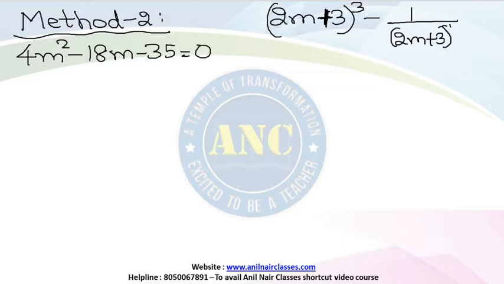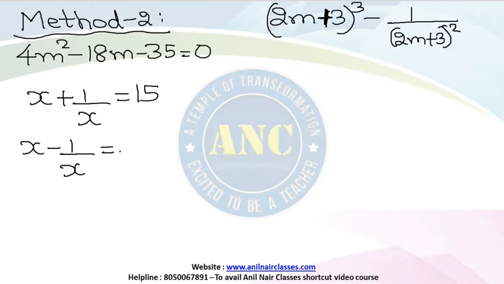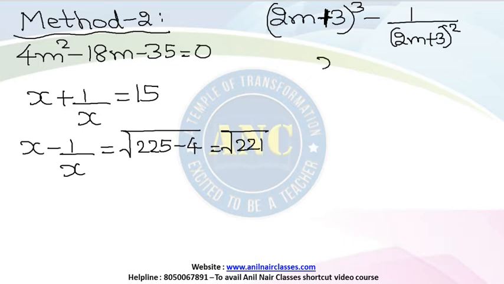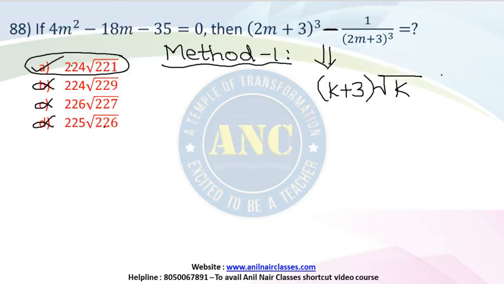But what I can only say is I knew the value of x plus 1 by x as 15. So I can easily find x minus 1 by x from this, which is the square root of 225 minus 4, which is 221 under the square root. But question is asking you find out x cube minus 1 by x cube value, right? So there is only one option with the root of 221. You can mark it instead of finding the entire x cube minus 1 by x cube.